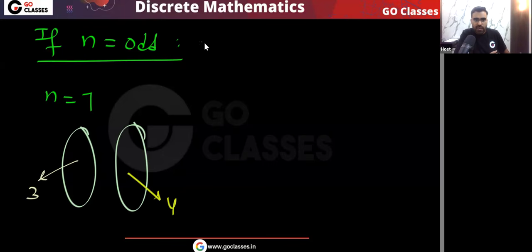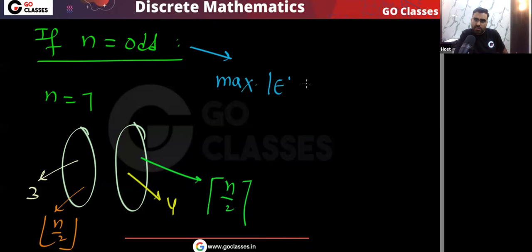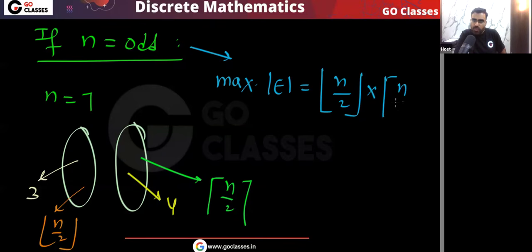Please tell me. So if n is odd, then in this situation, in this part you need to put n by 2 ceil, and in this part you put n by 2 floor. So your answer will be, if n is odd, remember the maximum number of edges is: in one part you put n by 2 floor, in the other part you put n by 2 ceil. This is the answer. I hope you understood.